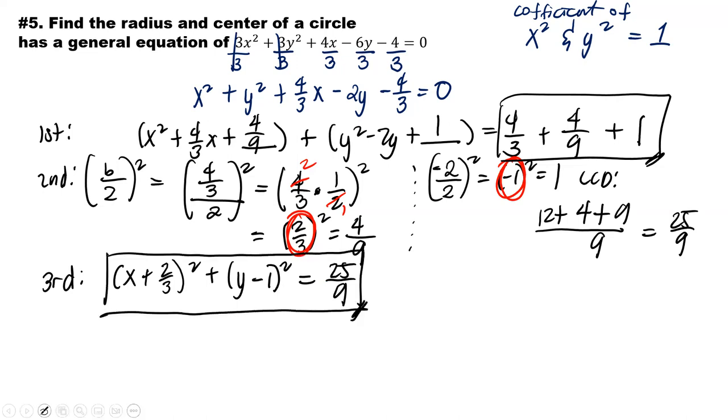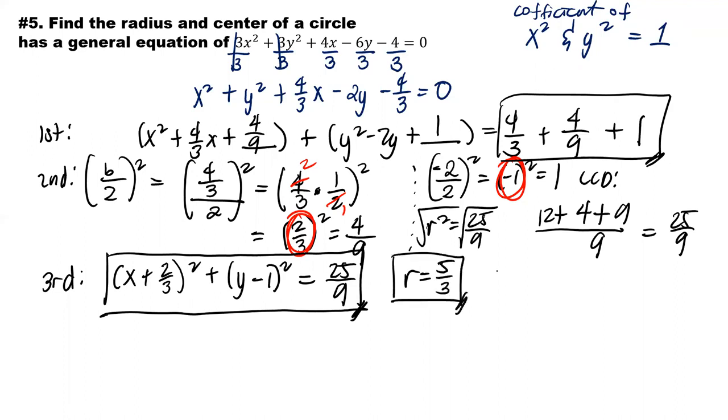So if we ask for the value of the radius, we just take the square root, right? r squared is equal to 25/9. We take the square root of both sides. r is equal to 5/3. And the center will be negative 2/3 and positive 1. Okay? So that ends our discussion for converting the general equation to standard form.